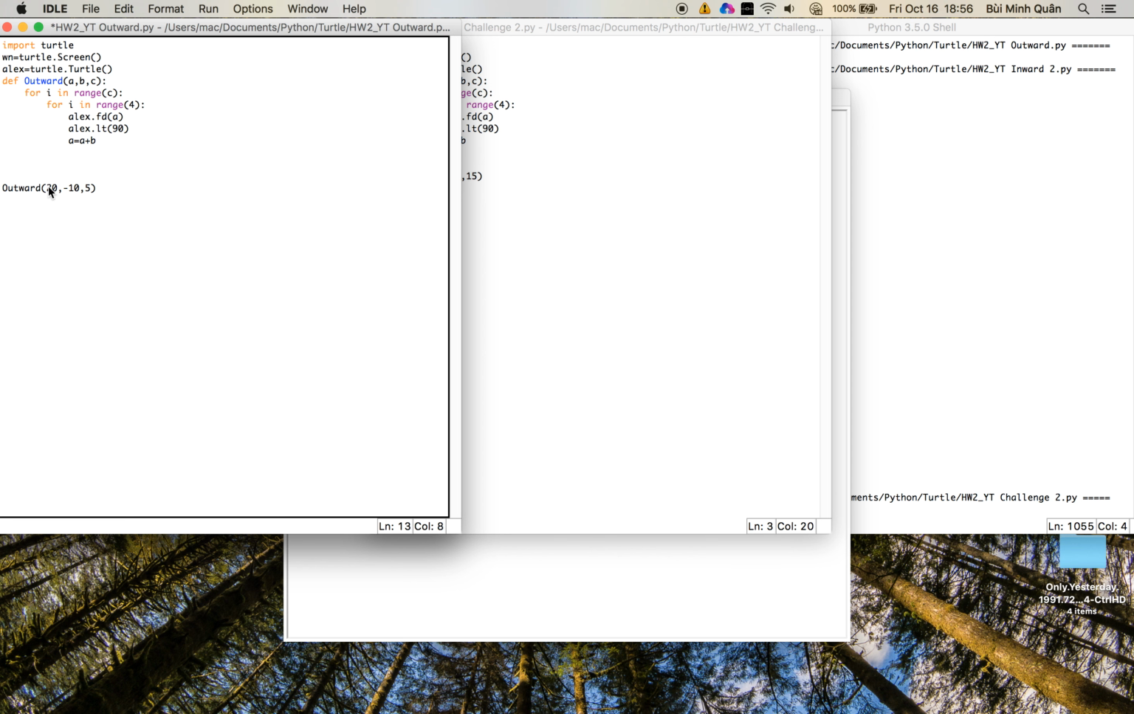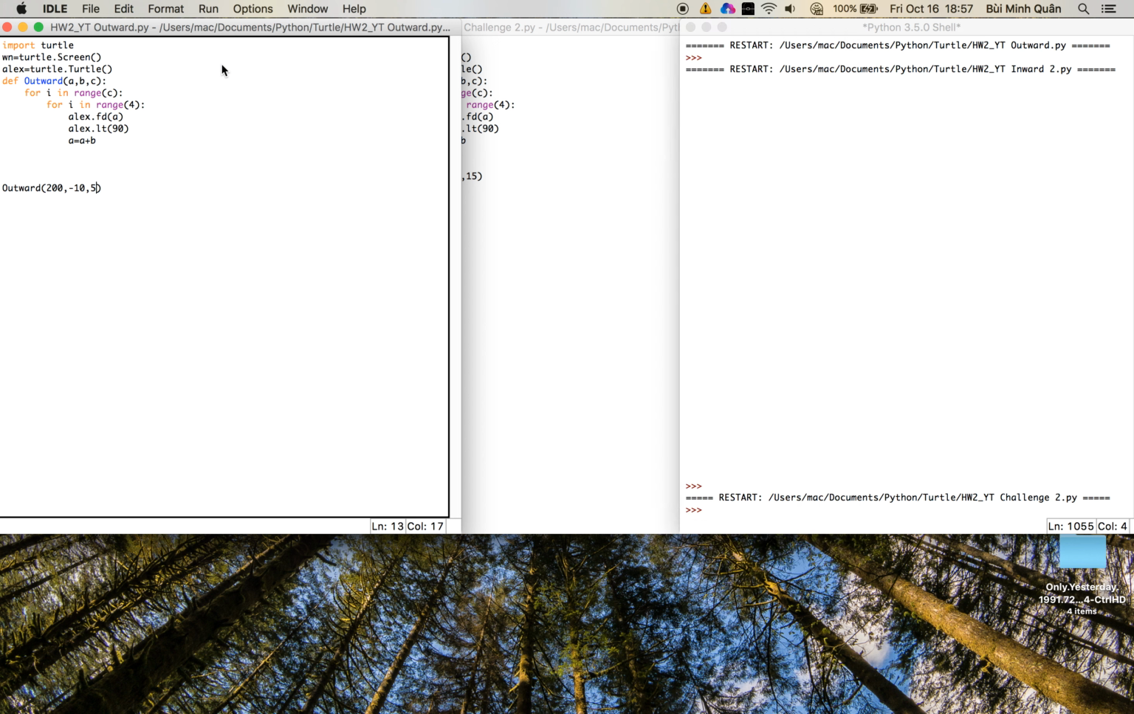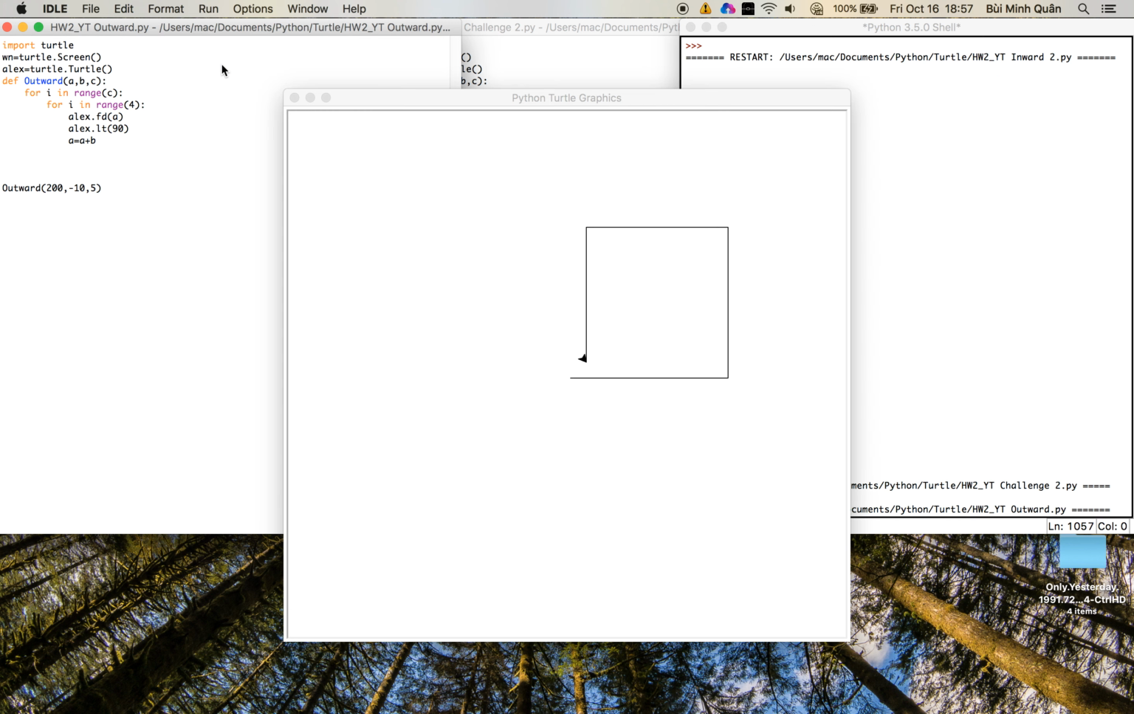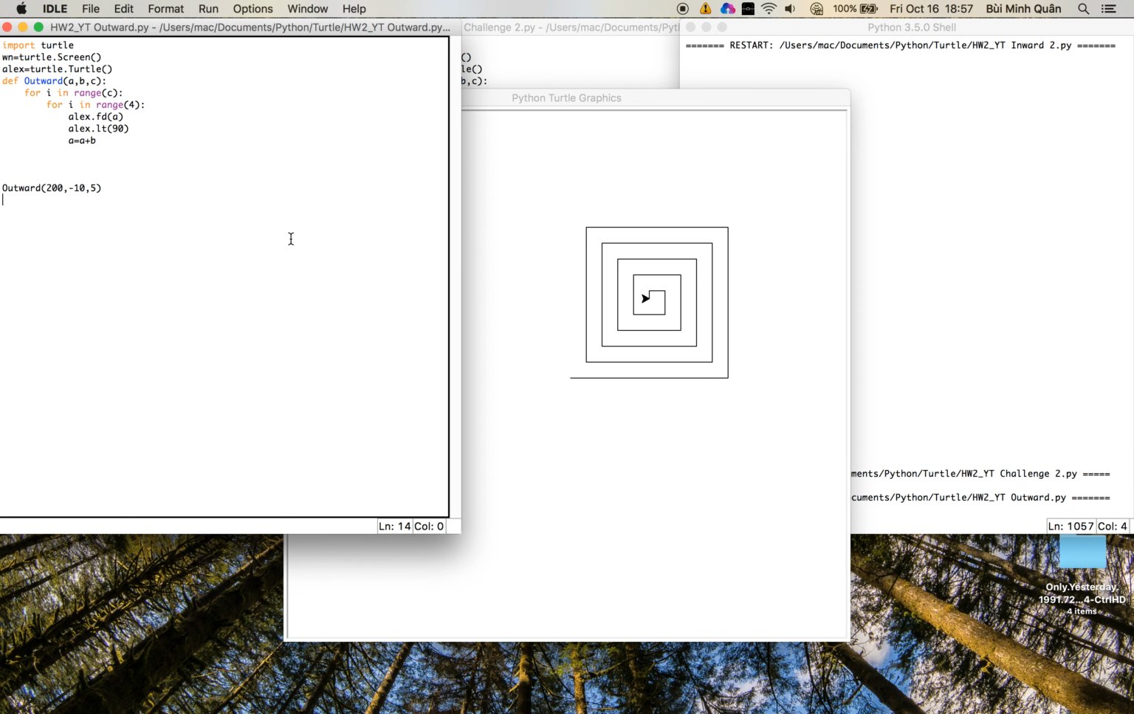I will make the first line a little bigger because I think it will become the inward. That is okay. Save it, then run. Yeah, now the outward becomes the inward. Funny.